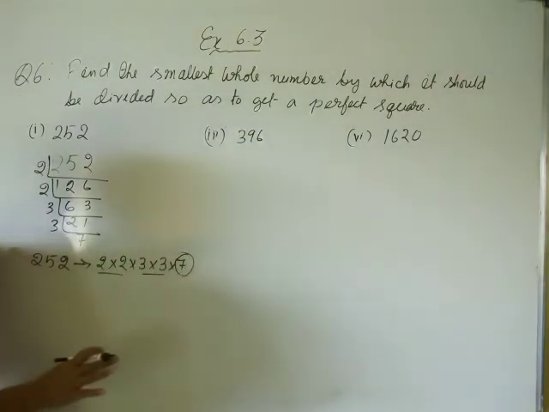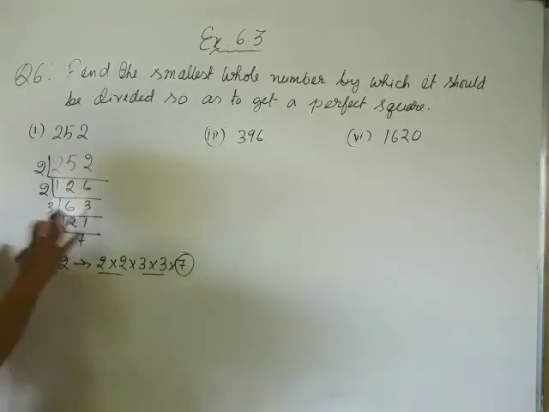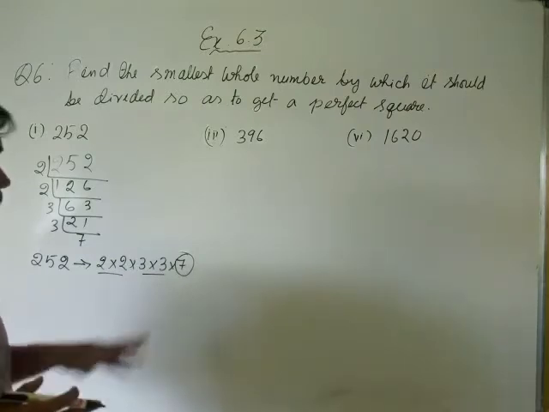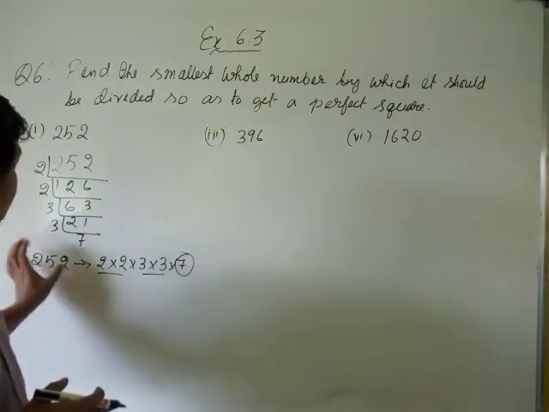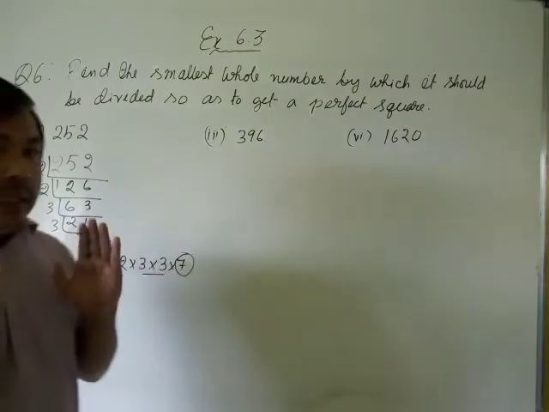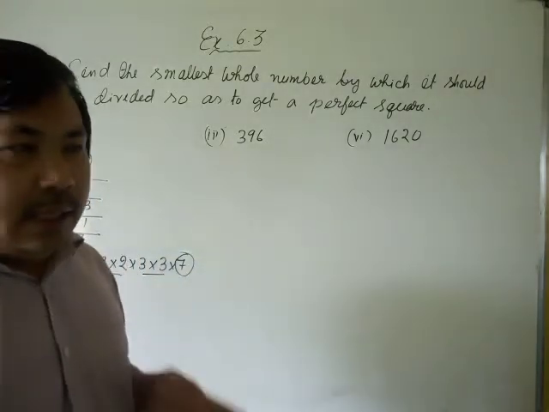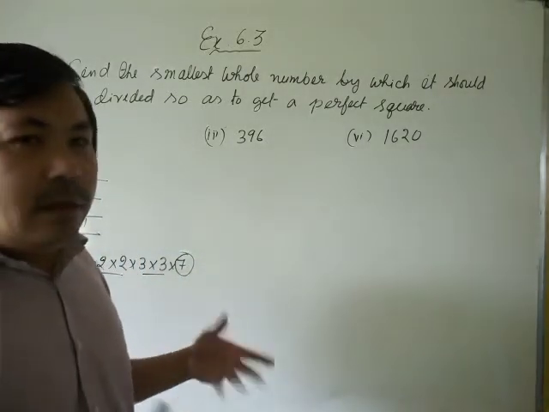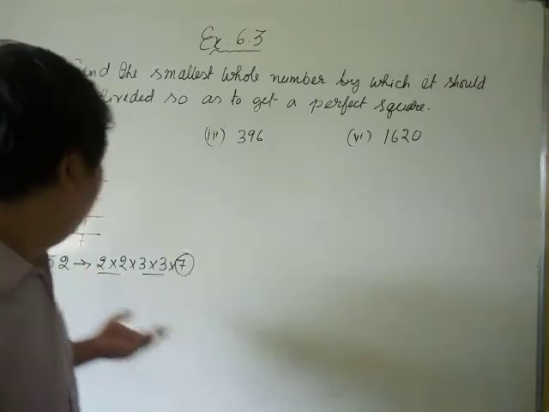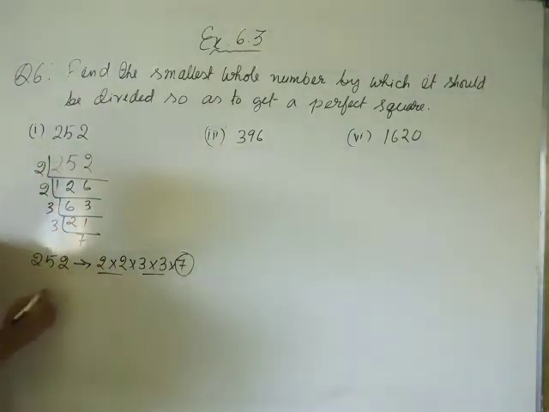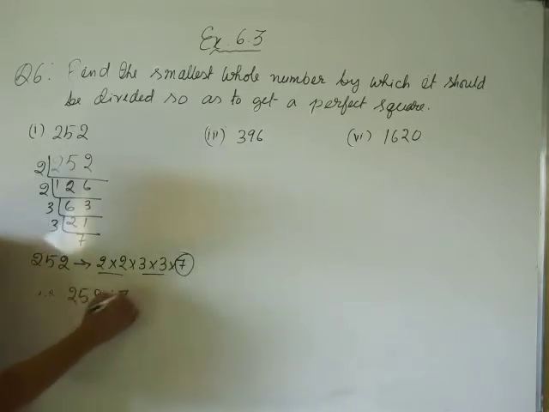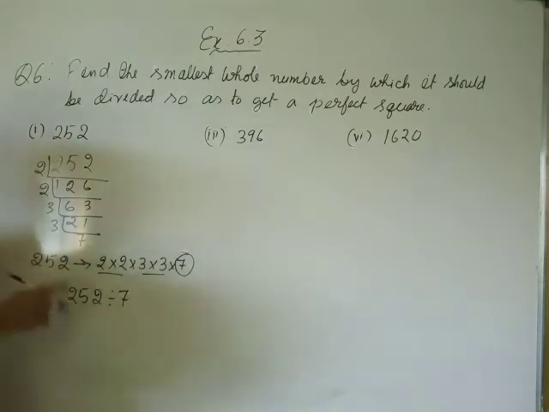So this unpaired 7 is the number. If you divide this number by it, then you will get a perfect square. So we have to divide this number by 7. We take that unpaired number and divide the number, and then you will get another number which is a perfect square. So 252 will be divided by 7.